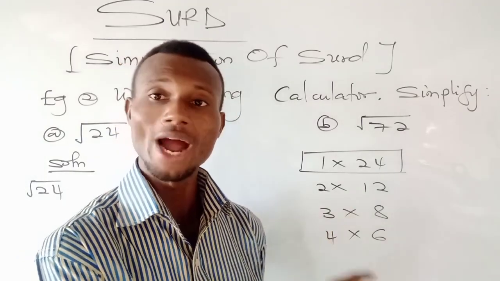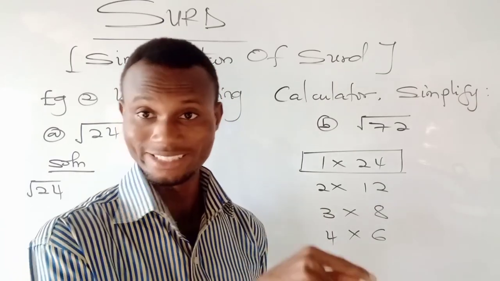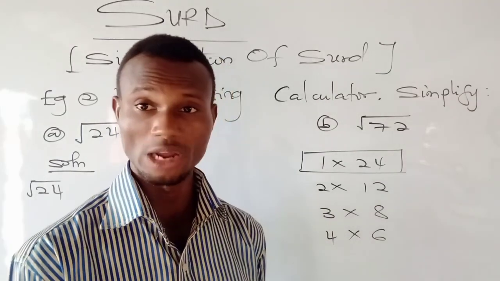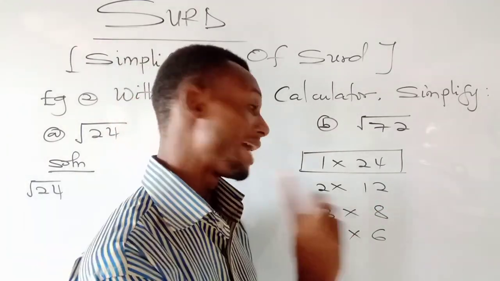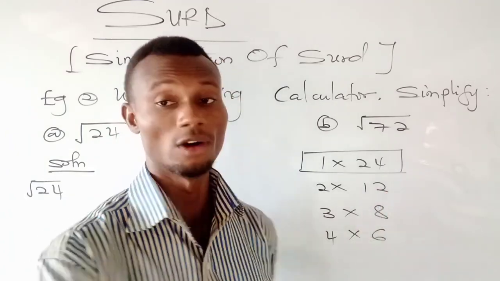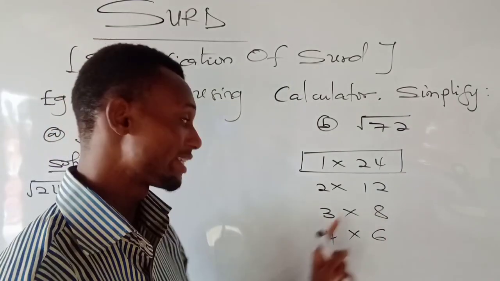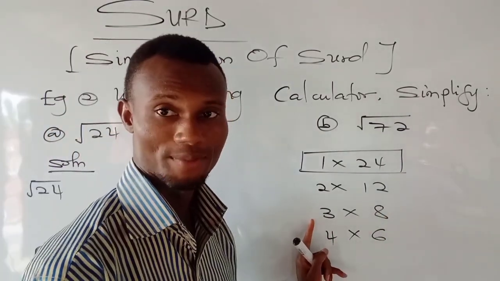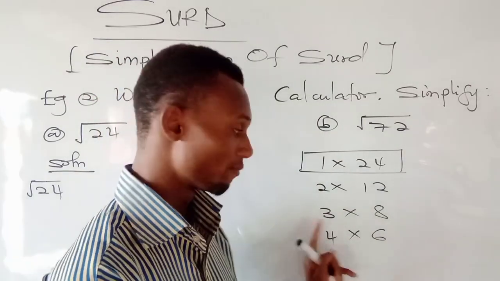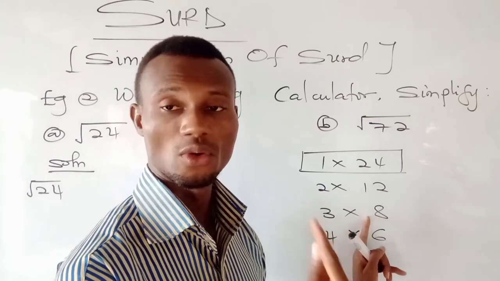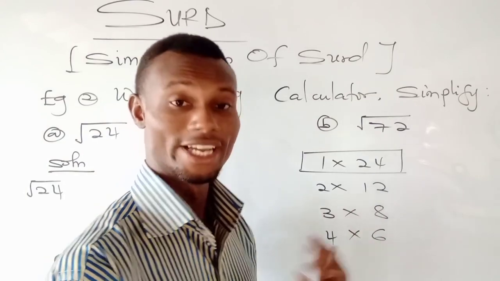Again, the reason why 2 is not a perfect square is because you will not get the square of any number or integer that will give you 2. 12 is not a perfect square because you will not get the square of any number or integer that will give you 12. So 12 is not a perfect square. Let's check the 3 times 8 as well. 3 times 8, the 3 is not a perfect square because you will not get the square of any integer that will give you 3. And the 8 too is not a perfect square because you will not get the square of any integer that will give you 8.